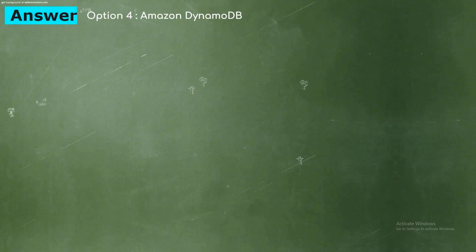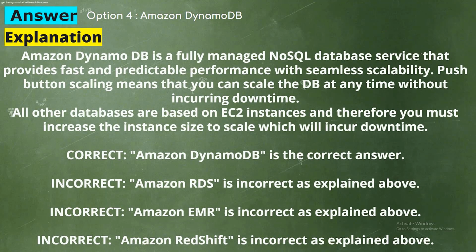Amazon DynamoDB. Explanation. Amazon DynamoDB is a fully managed NoSQL database service that provides fast and predictable performance with seamless scalability. Push-button scaling means that you can scale the DB at any time without incurring downtime. All other databases are based on EC2 instances and therefore you must increase the instance size to scale, which will incur downtime. Correct, Amazon DynamoDB is the correct answer.